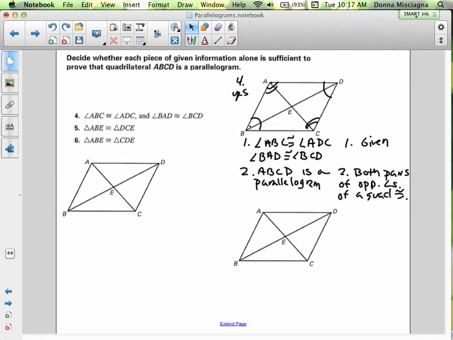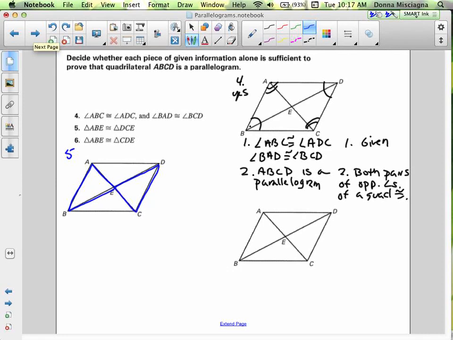How about number 5, which is right over here. Triangle ABE. I'm just going to outline this triangle so we can see where it is. Triangle ABE is congruent to triangle DCE. So these two triangles are congruent. Let's see if we can get some more things. It's hard. I don't even know if it's a no or a yes. But let's see if we can get more things congruent because we have triangles congruent.